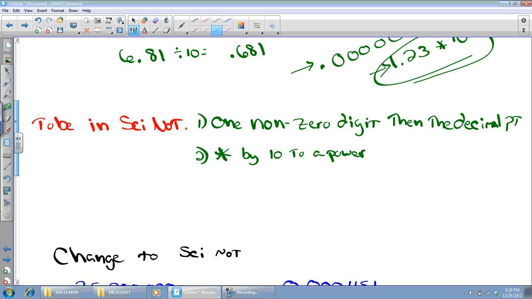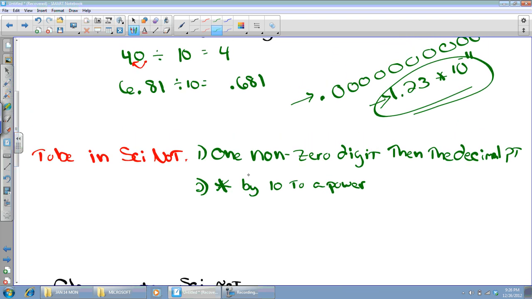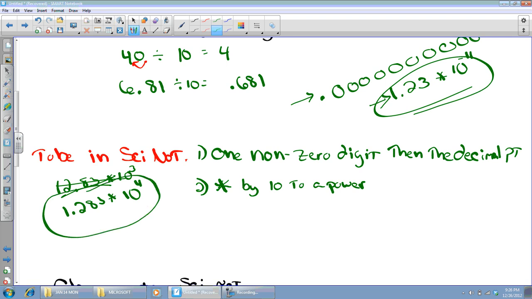Okay. What you need to know: to be in scientific notation, you need to have one non-zero digit followed by the decimal point. Okay, so for example, this is not scientific notation because there are two non-zero digits before the decimal point. So that is not scientific notation. This would be scientific notation. Even though these two numbers might be equal to each other, this one is scientific notation. Now I know some of you are thinking, how could they be equal to each other? Well, you'll see as we get better at this.